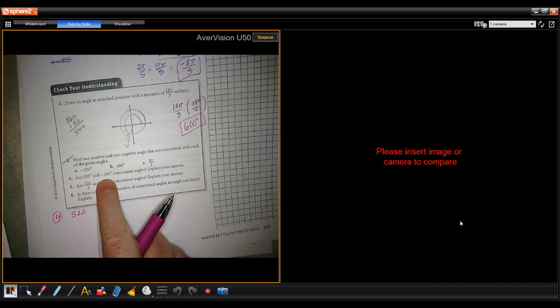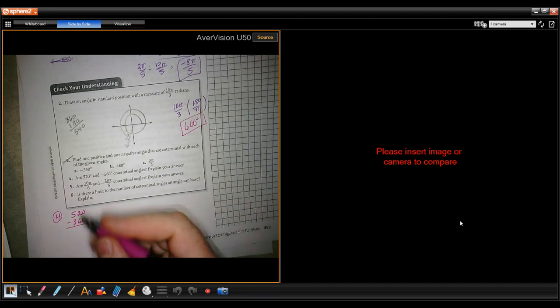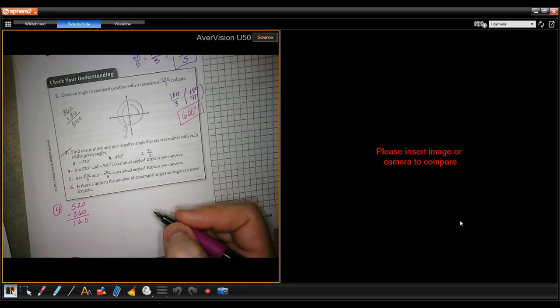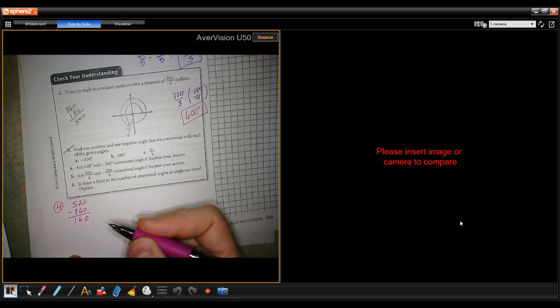Okay, hopefully you guys are thinking in your mind, what would you do to the 520? Well, you want to get to a negative 560, right? So what would you do with the 520? Okay, I would subtract 360 as well. So that means you're going to take one full circle away. So you're left with 160. Will that work? Nope.